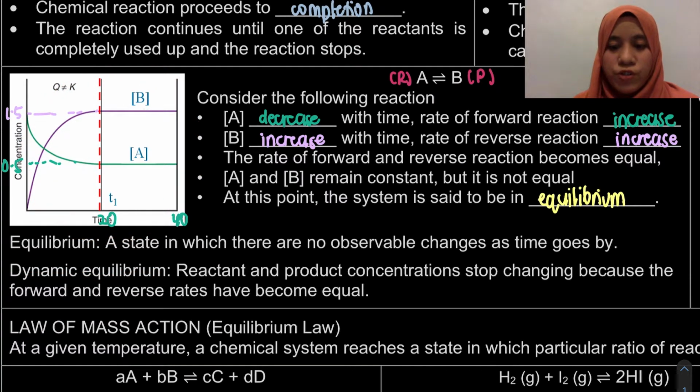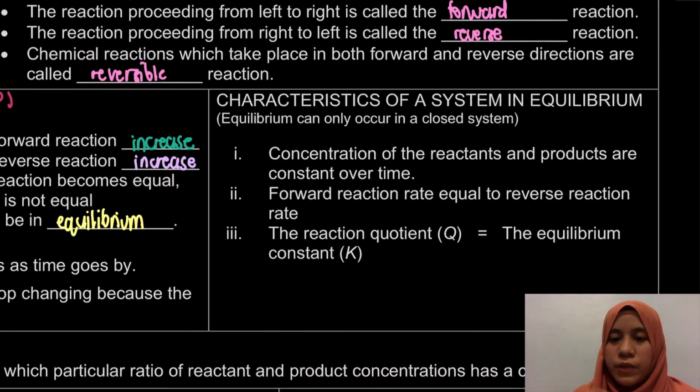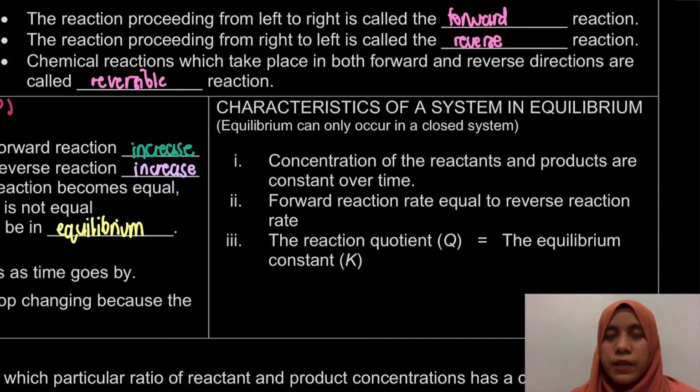So actually we say now that this system is in dynamic equilibrium, because its concentration has stopped changing. Okay, why does it stop changing? Because the forward and reverse rates have become equal. Next we're going to look at what is meant by being in equilibrium. What is the characteristic of a system in equilibrium? Equilibrium can only occur in a closed system.